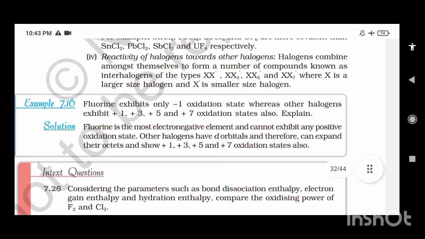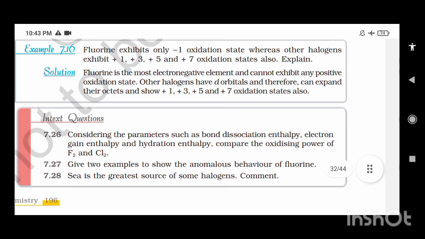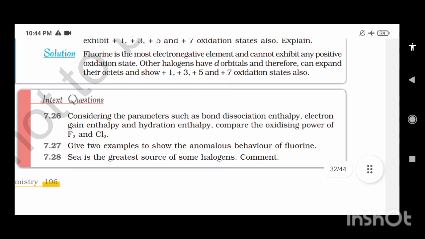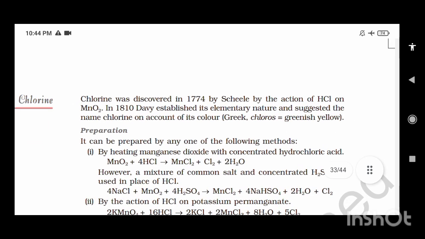Next example: fluorine exhibits only the -1 oxidation state, whereas other halogens exhibit +1, +3, +5 or +7 oxidation states. Why? Fluorine is the most electronegative element and cannot exhibit any positive oxidation state. Other halogens have d orbitals and therefore can expand their octets and show +1, +3, +5 oxidation states.